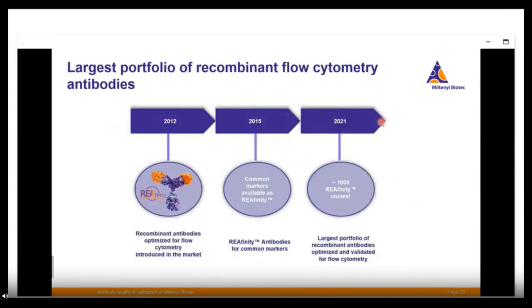So here, since I mentioned since 2012, we have started with this recombinant antibody portfolio, and over the years we made sure that we cover all the markers, and we are proud to say that we have the largest portfolio of recombinant antibodies at the moment, which are optimized and validated for flow cytometry, which includes more than 1,000 clones.